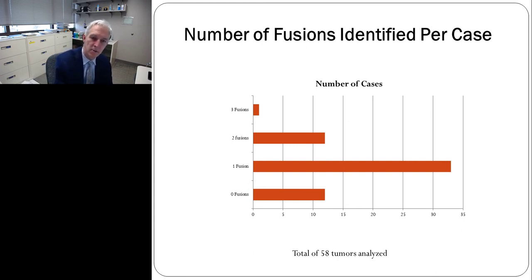So 58 tumors that we analyzed, looking for fusions. We found in about a dozen cases no fusion. In about 33 cases, we found 1 fusion. About a dozen cases, we found 2 fusions. And just 1 case had 3 fusions. So the point of this slide is just to show you that we detected anywhere from 0 to 3 fusions, which is quite manageable in terms of interpretation.